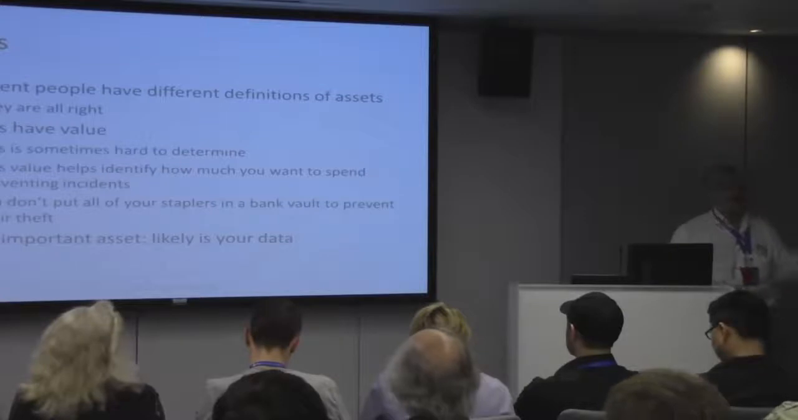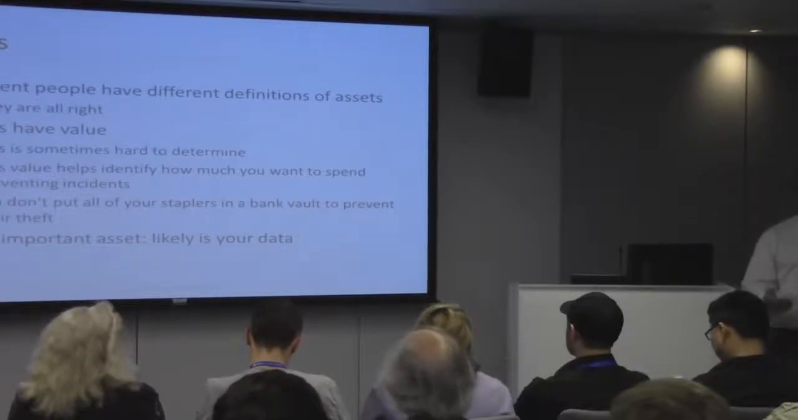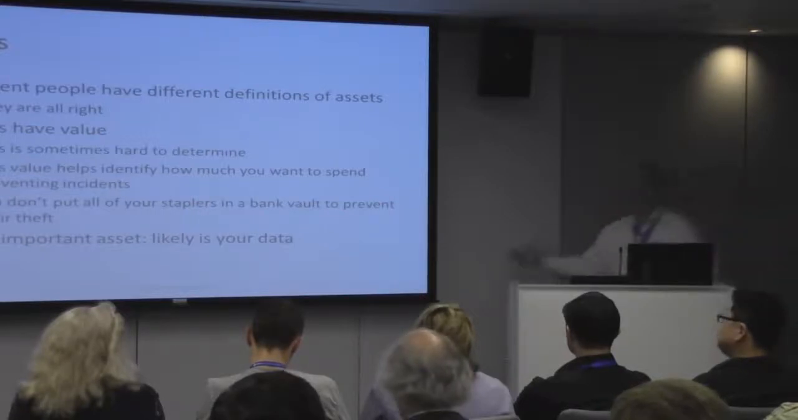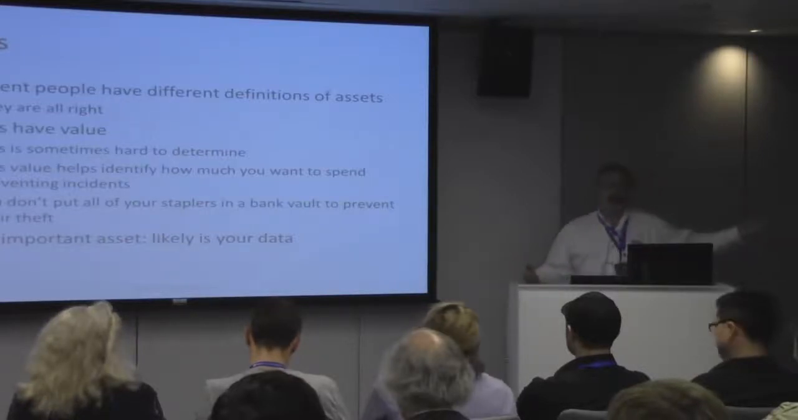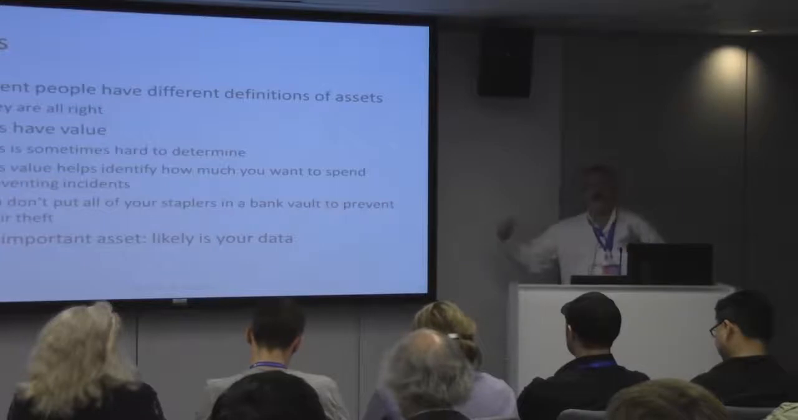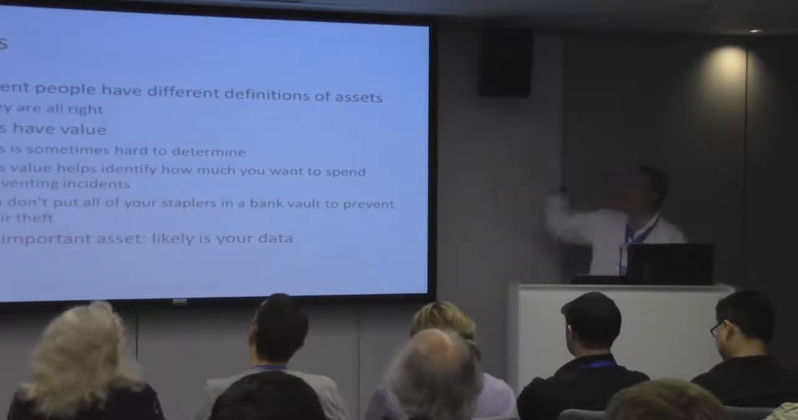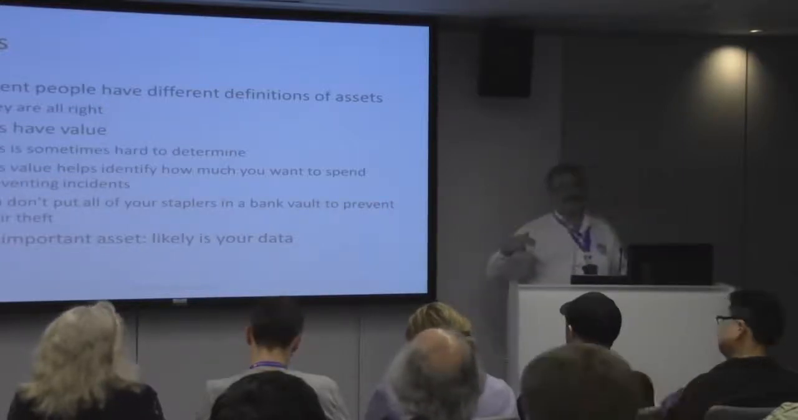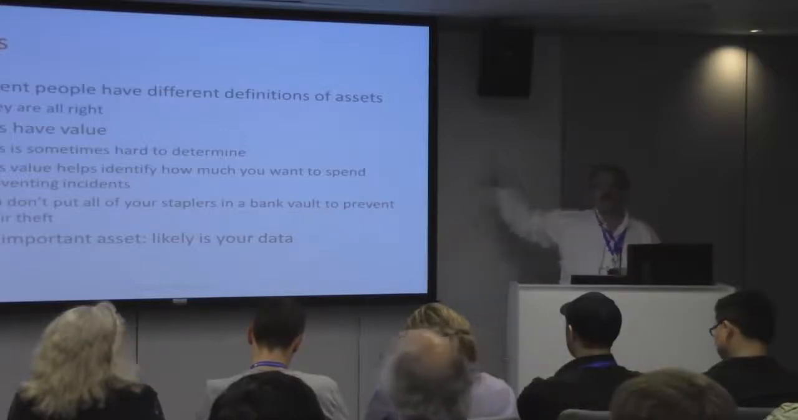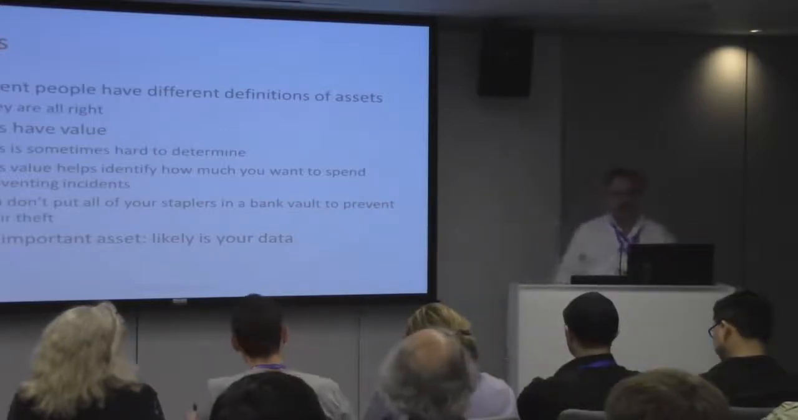So with assets, your CFO is going to have one definition of an asset, your chief executive officer is going to have another definition of an asset, your IT manager is going to have another definition of an asset, your accountants are going to have different definitions, and they are all right. There's no reason to use one set of definitions versus another set of definitions. Capture everything that they all have to say about the assets to your organization.